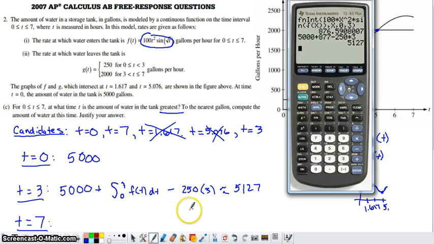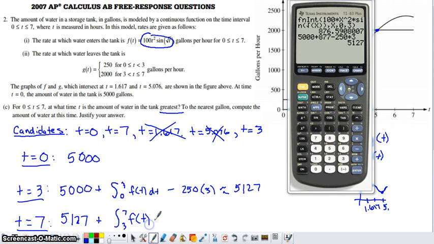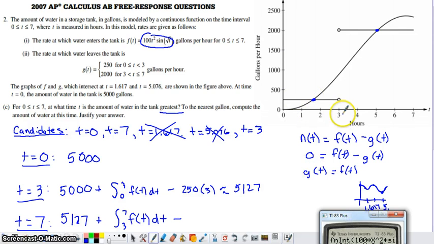We also want to figure out how much is in the tank at t equals 7. We know how much is in there at t equals 3, so what I'm going to do is start with that amount, 5,127 gallons at t equals 3. How much enters the tank over the time frame from 3 to 7? Well, that's going to be found by doing this integral, and then minus the amount that leaves over the time frame from 3 to 7.